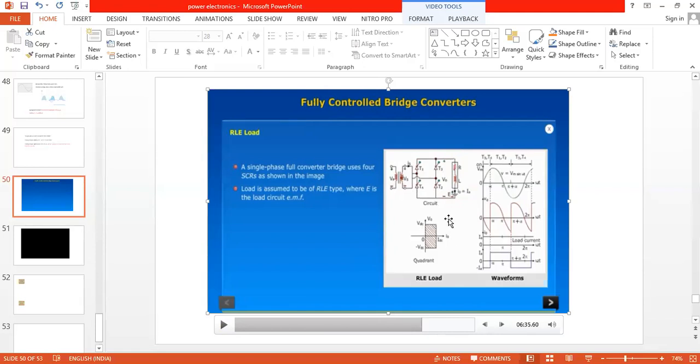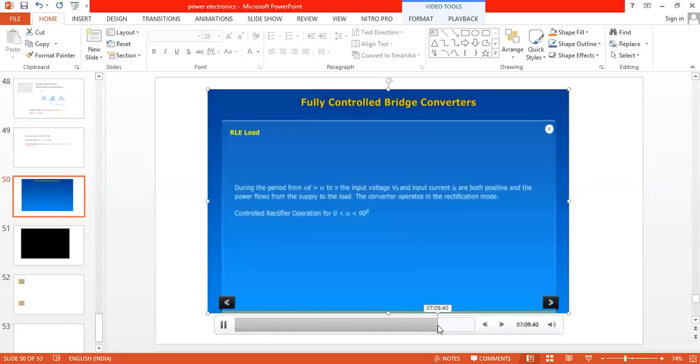When the firing angle is selected as greater than 90, input voltage will be less than the back EMF voltage. Therefore, energy is transferred from load to the source. The same graphs we are going to draw here. So direction of the current and the graphs will be same. Here this is what they are explaining. Controlled rectifier operation is from 0 less than alpha less than 90. So when alpha is less than 90, source voltage is greater than the back EMF. Therefore, energy travels from source to load. During this process, the thyristors T1 and T2 are turned on.